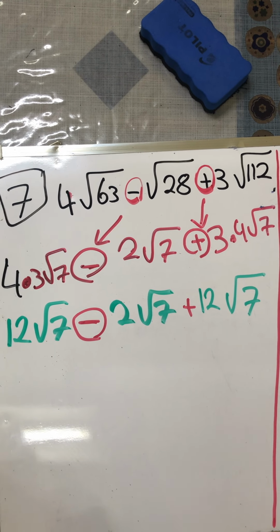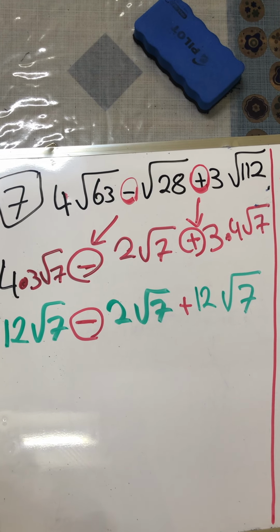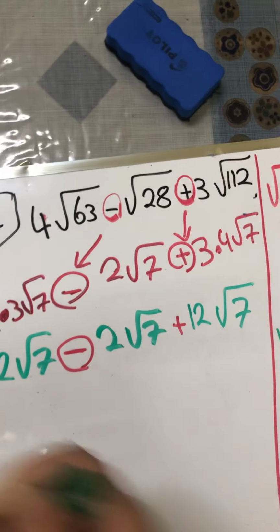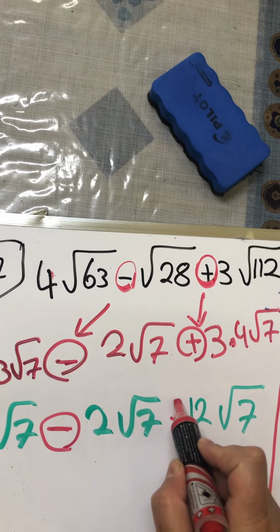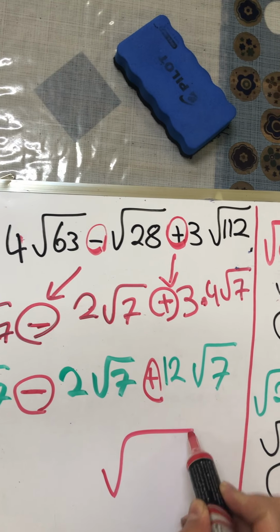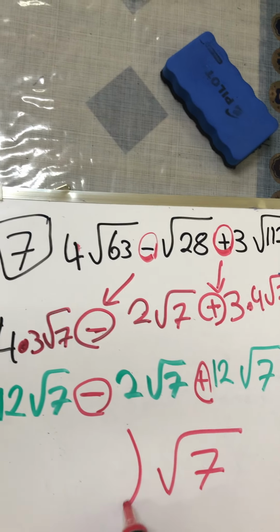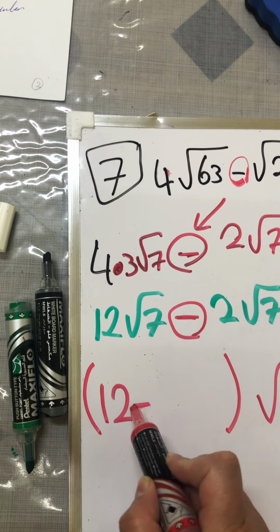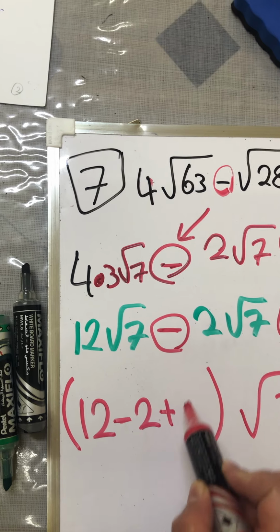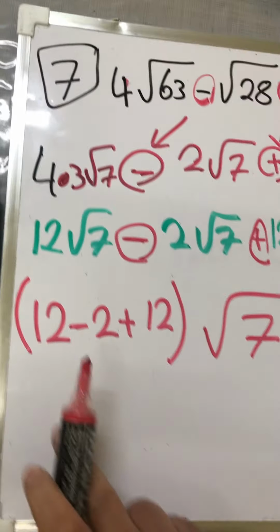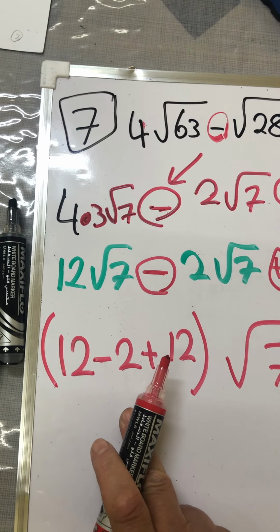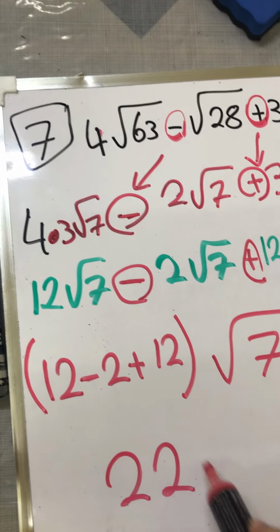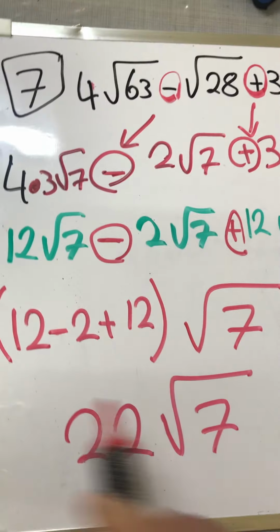Now I have 12 square root of 7 minus 2 square root of 7 plus 12 square root of 7. So I'll write square root of 7 just one time. And what happened here? I have 12 positive minus 2 plus 12. So 12 minus 2 equal 10. 10 plus 12 equal 22. So I have 22 multiply square root of 7.